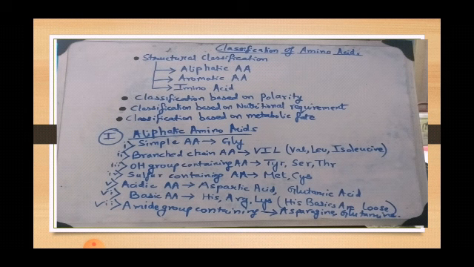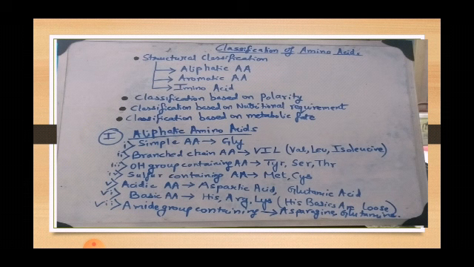Thus, when we talk about the classification of amino acids, we have 4 kinds of classification. First is classification based on structure, that is structural classification. Second one is classification based on polarity. Whether an amino acid is polar or hydrophobic, we will see a kind of classification. Now, the third one is classification based on nutritional requirement. Whether an amino acid is essential or non-essential or semi-essential. Then classification based on metabolic fate. This means whether an amino acid is glucogenic or ketogenic or both.